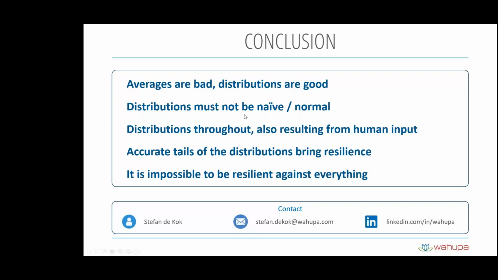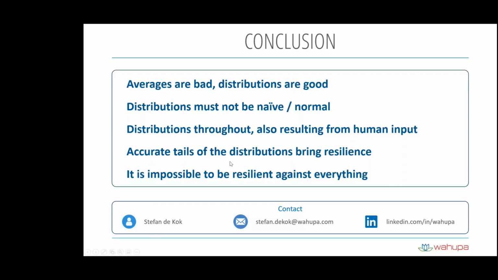These distributions cannot be naive. They cannot be the normal Gaussian distribution. They have to actually be fit to the data and be an appropriate representation of what happens in real life. And the normal distribution just doesn't happen in real life, no matter what people like to think. So distributions throughout, so not just the original forecast, but even after we bring in the human input, we still have distributions. And if we create plans, production plans, distribution plans, those distributions could potentially carry all the way through if you have a system that deals with that.